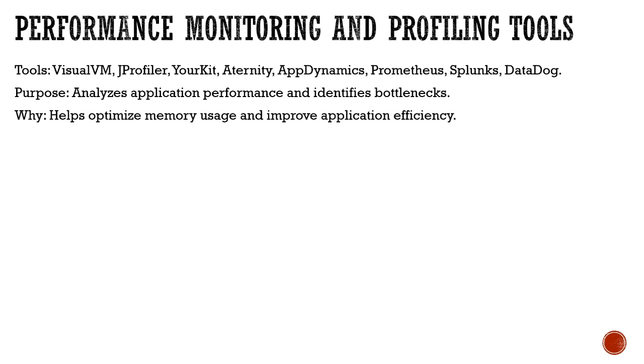When you identify those, you will be able to optimize your memory usage and improve the efficiency of your application. Okay. So VisualVM is there, JProfiler is there, YourKit is there, Dynatrace is a paid version, AppDynamics is also a paid version. Prometheus is used for monitoring, along with Splunk and Datadog. These are the tools used in the major IT giants and organizations, which help the developer to monitor applications.